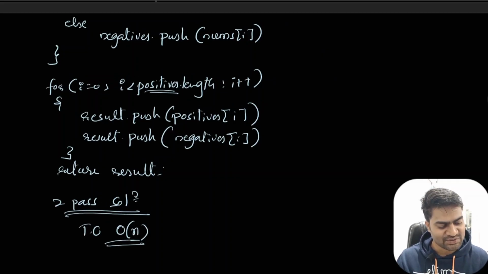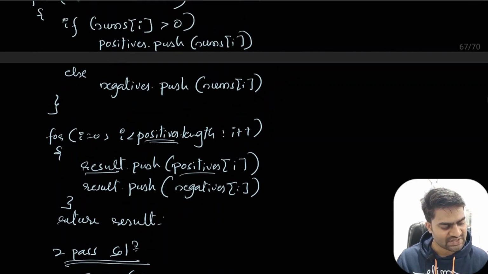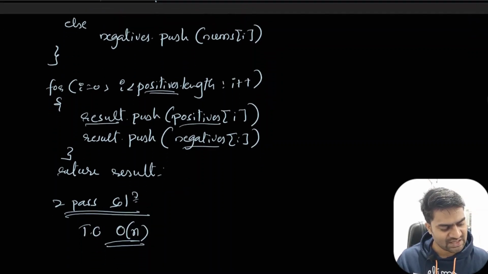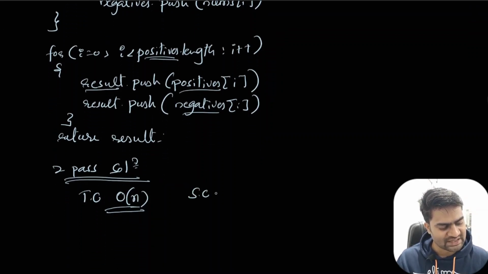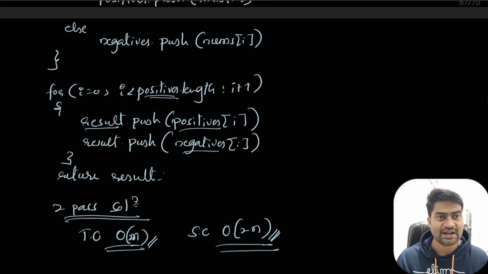And we use the result array, and we use positives and negatives array. So that's why our space complexity will be of order 2n. So this is also 2n, correct, right? So now we need to improvise this one and this one as well. Here we are trying to do two passes to find our rearranged array. So now we want to do it in single pass.